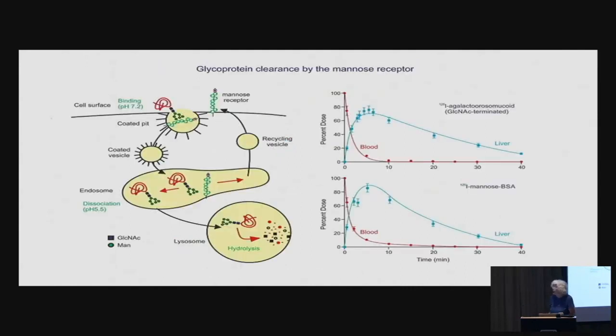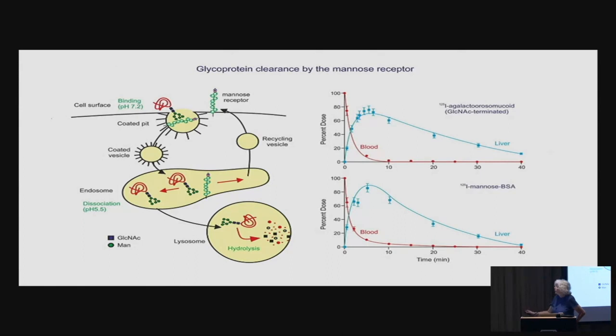The final example I'll tell you about is the mannose receptor, which is on the surface of endothelial cells of the liver, and it's also on macrophages and dendritic cells. This is a clearance receptor. You can see here, if you inject into an animal, a rat in this case, a glycoprotein which is terminated in N-acetylglucosamine or mannose, it disappears very rapidly from the blood and goes into the liver.